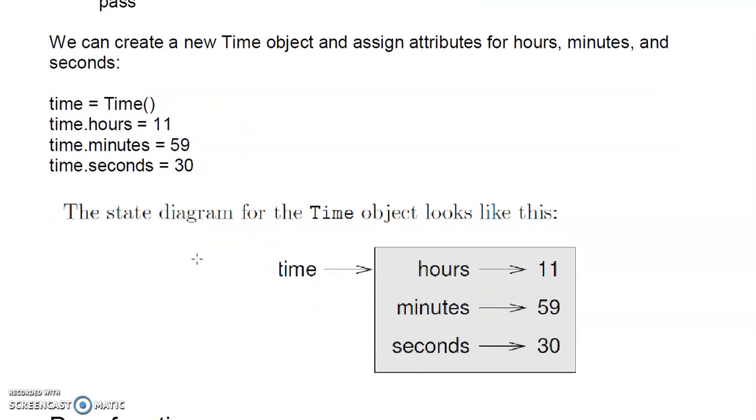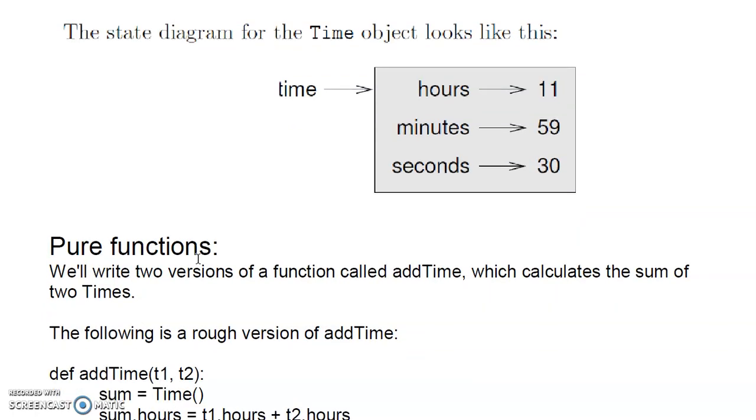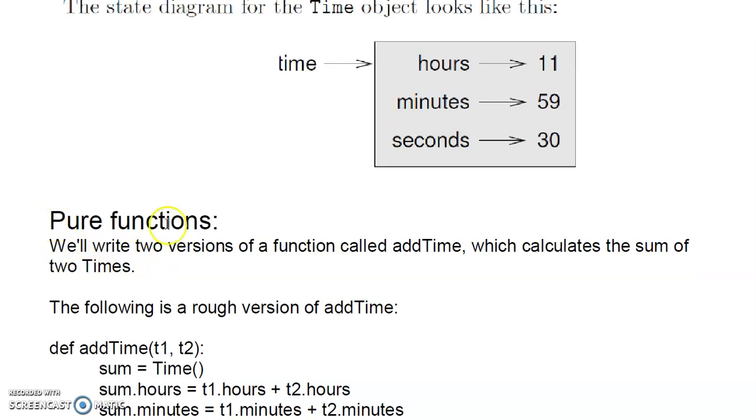In this present session we are importantly discussing a little more about functions, how they relate to the class, and how we are going to access those functions. The first point is pure functions. What is a pure function? We'll write two versions of a function called add_time. In this session we are going to write two different versions of add_time, which calculates the sum of two times. It computes the sum of the times which we are inputting. How are we going to do that?